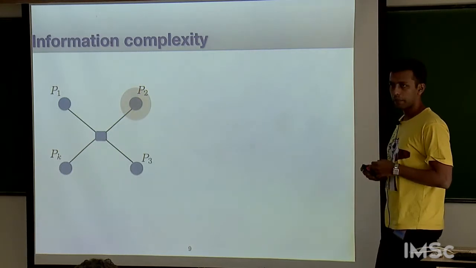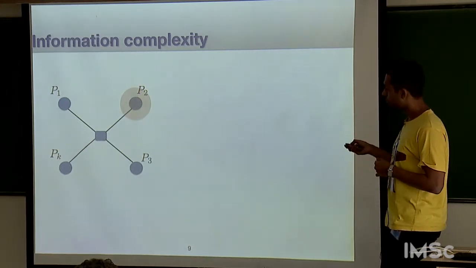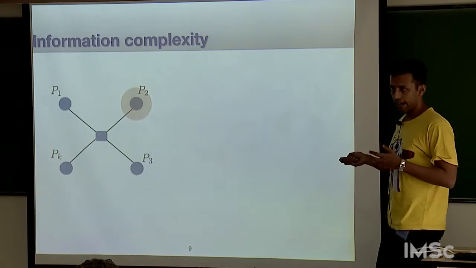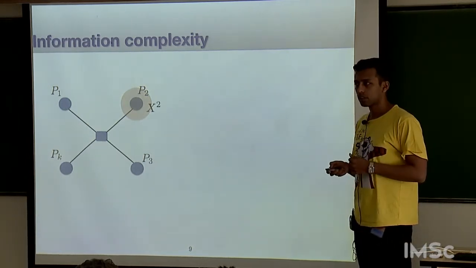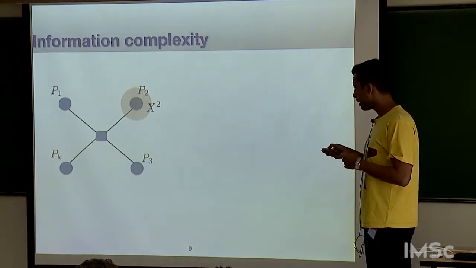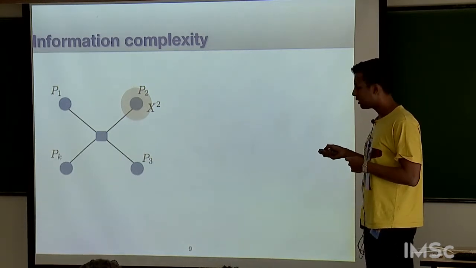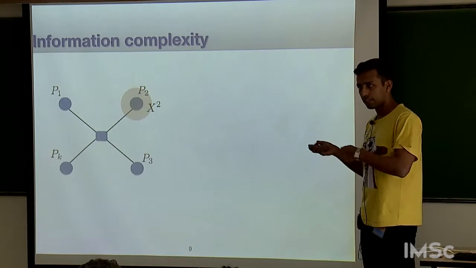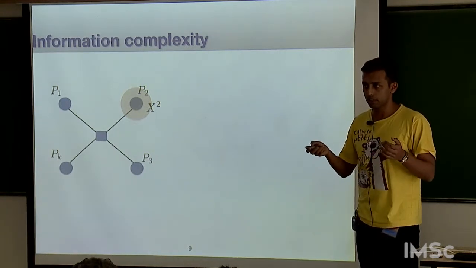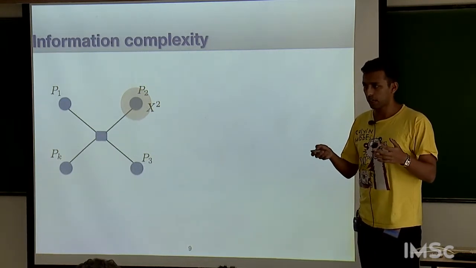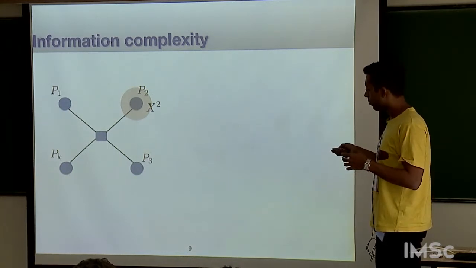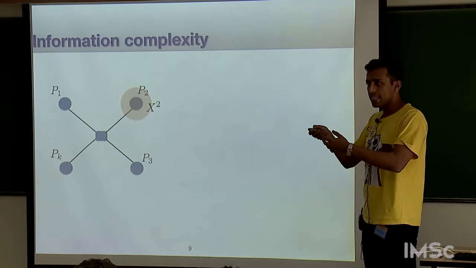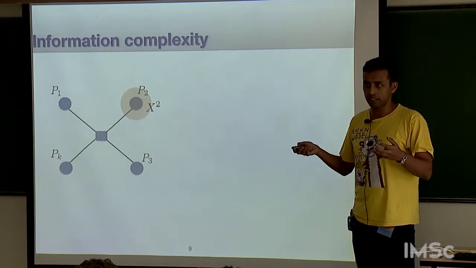You look at a player. Now in the coordinator model, the player has an input. Let's call it x2. In this literature, the communication between the players is termed the transcript, so we will use the word transcript from now on. The transcript that player 2 sees is not the full transcript in the message passing model.